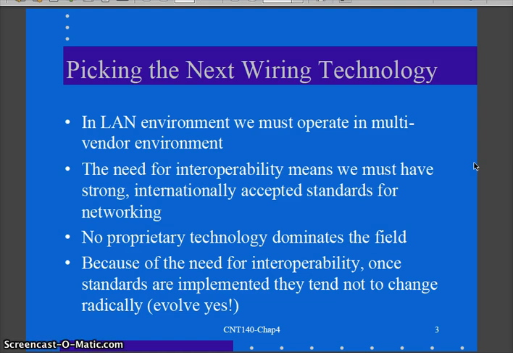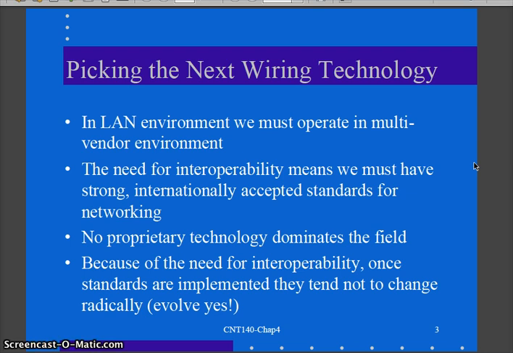All right. In LAN environments, we must operate with multi-vendor. Cisco, Netgear, Linksys, Belkin, you name it. These all must work in a LAN wiring environment. So if I'm using a standard like 568, that has been designed to be able to handle the multi-vendor. It really doesn't matter what the brand is, it should work. So this is really important.